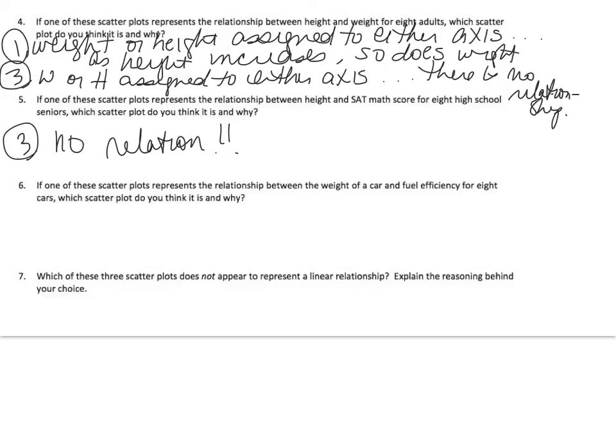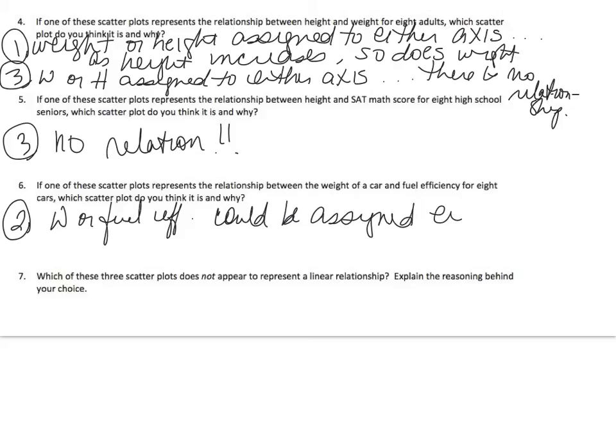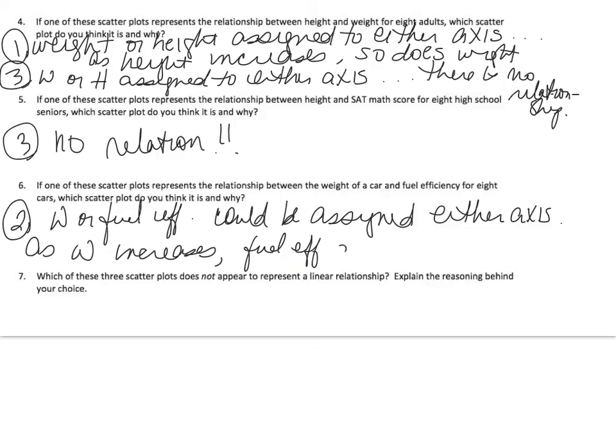If one of the scatter plots represents the relationship between the weight of a car and fuel efficiency for 8 cars, which scatter plot do you think it is and why? If you look at 2, the weight or the fuel efficiency could be assigned to either axis. So as the weight increases, fuel efficiency would decrease.